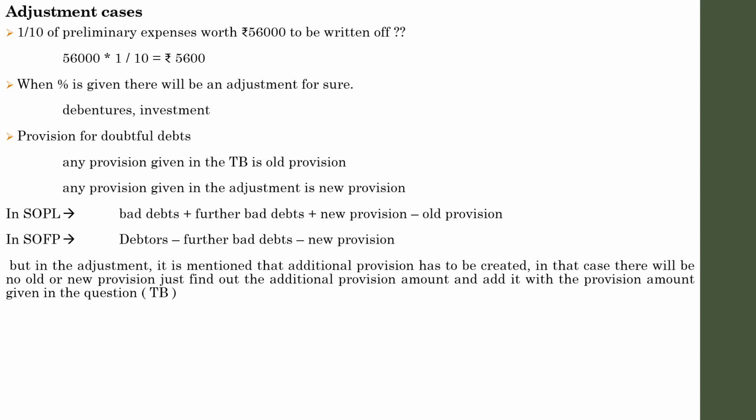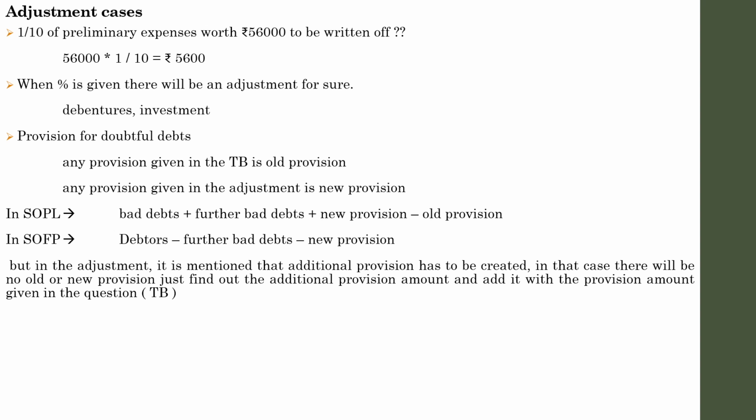When you come across a question with regard to preparation of final accounts, there is no information regarding bad debts in the trial balance. There is no information regarding further bad debts in the trial balance. There is no information regarding new provision. There is no information regarding creation of new provision. The only information that is given in the question is old provision.